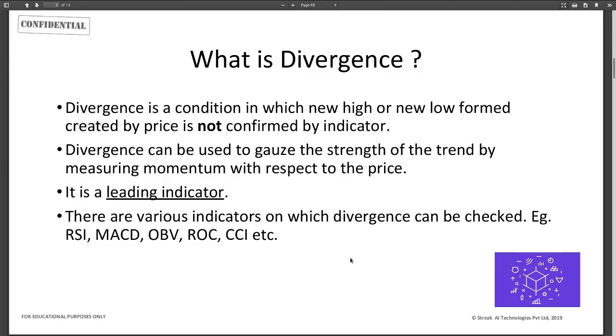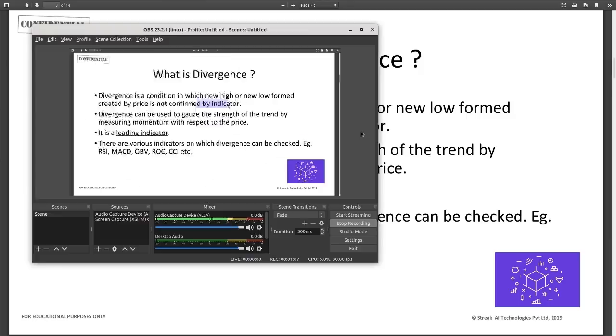So, what is divergence, right? Divergence is basically formed when the prices are saying something but indicators are saying something else. So the new high which is being formed or the new low which is being formed is not being confirmed by the indicator. So let me quickly show you an example of this.